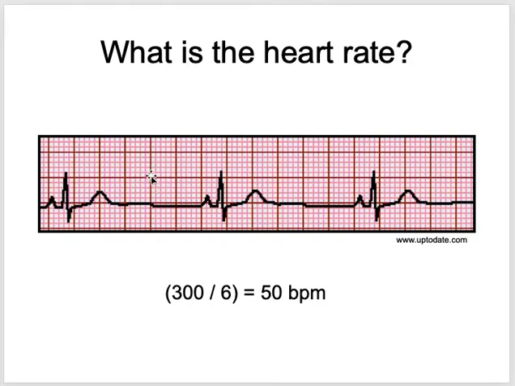If one QRS wave is here and the other QRS wave is here, see how many big boxes are there between these two QRS waves: 1, 2, 3, 4, 5, and 6, because a small part of this is missing over here, so all of them make 6. So 300 divided by 6 is equal to 50. So this person's heart rate is 50.